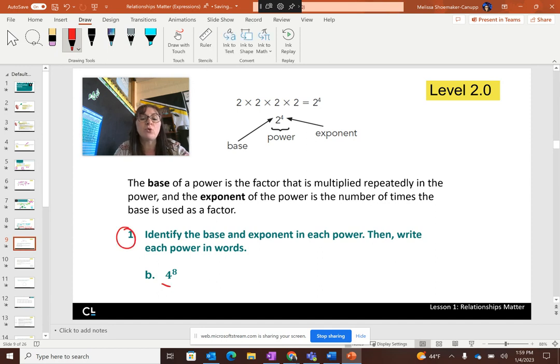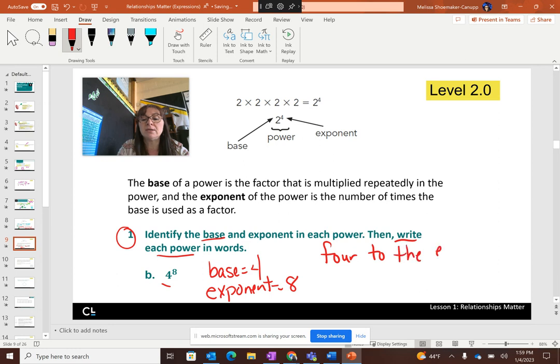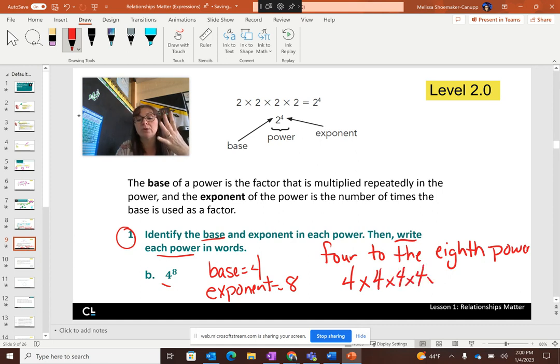Here's another example. 4 to the 8th power. Where's the base? The base equals 4. The exponent equals 8. What does it mean in words? 4 to the 8th power. Okay, what does it mean in math? 4 times 4 times 4 times 4 times 4 times 4 times 4 times 4, that's 8 times. Check me. Make sure I wrote it 8 times.